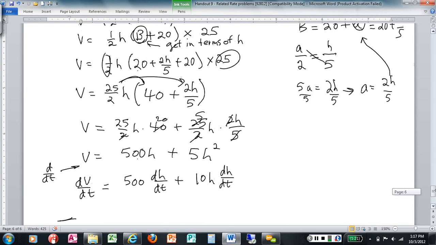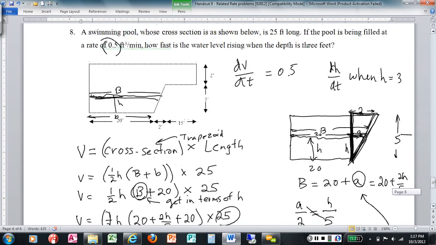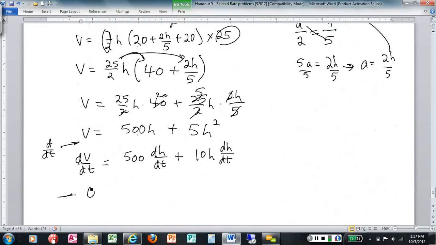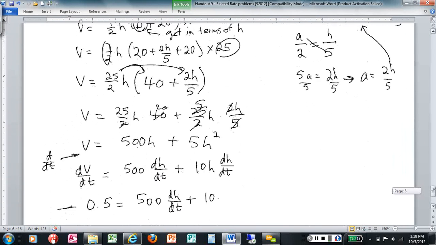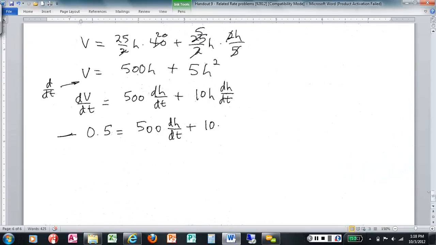What do we know? What was dV/dt? 0.5 from the problem. 500, well, we're looking for dH/dt, so that'll stay in there. And then 10, the height we're looking at, find dH/dt when h is 3, right? That was 3 feet. Yeah, 3 feet. So 0.5 equals 500, plus 30 of course, so it'd be 530 dH/dt. So divide by 530.